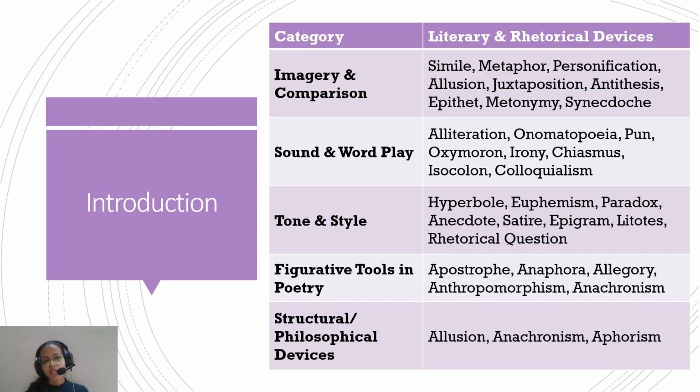The second ones are sound and wordplay. So these devices evoke a sense of sound, and a lot of them evoke a sense of humor through wordplay. So alliteration, onomatopoeia, pun, oxymoron, irony, chiasmus, isocolon, colloquialism, all these literary devices are sound and wordplay. Now then there are some devices that play upon tone and style.